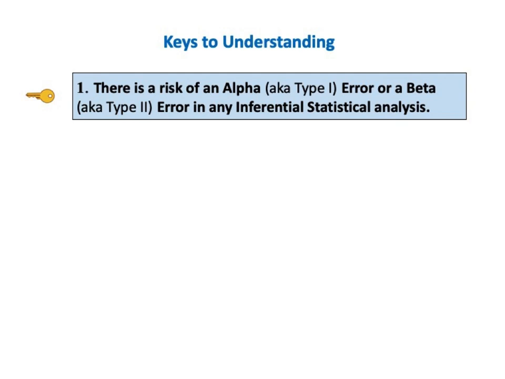As usual in the book and in these videos, we'll start by going quickly through a list of keys to understanding, or KTUs. This will give you the overall picture of the concept on a single page. After that, we'll go into a detailed description of each of the keys. For this video, there are 4 KTUs. Here is the first one. Number 1, there is a risk of an alpha, also known as type 1 error, or a beta, also known as type 2 error, in any inferential statistical analysis.